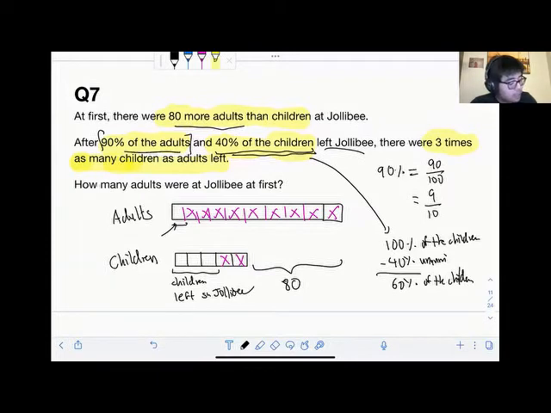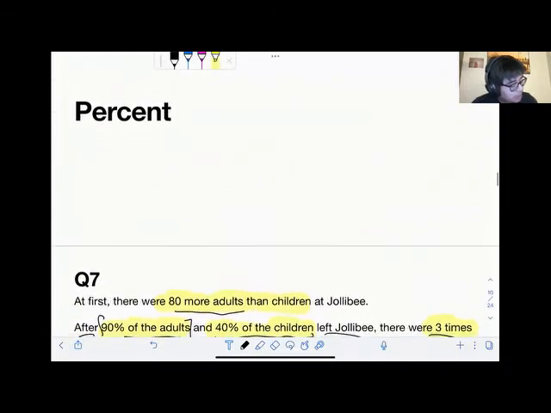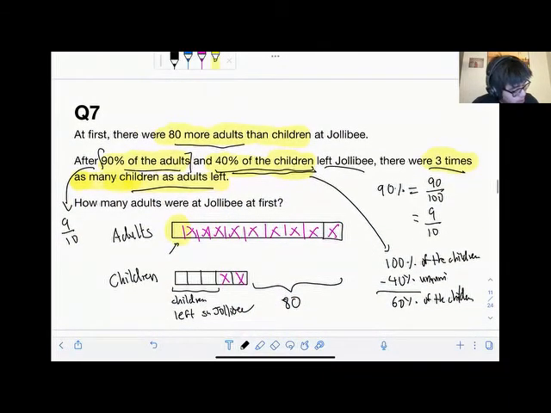No? So 90% or 9/10 of the adults left Jollibee. At yung natira ay isang box ni adults, which is over here. Alam din po natin na there were 3 times as many children as adults left. At dahil 1 box yung adults left, syempre 3 boxes yung children left. No? Nandito.